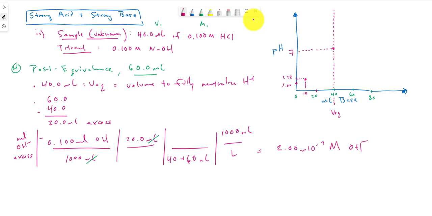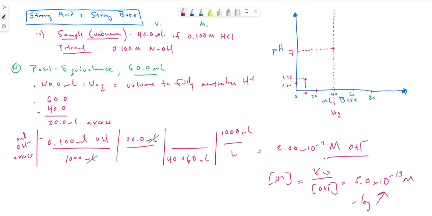molar OH. But remember, this is molar OH, so we can't simply take the negative log of this to get the pH, because pH is based on the hydronium ion, and so we need to convert this to H plus, which we can do simply through the relationship with Kw. So Kw divided by that OH concentration gives us a value of 5.0 times 10 to the minus 13 molar. Now we can take the negative log of this value, which gives us a pH of 12.30, which we can toss up here. We'll just say that's somewhere way up here, and so 60 to, say, here.